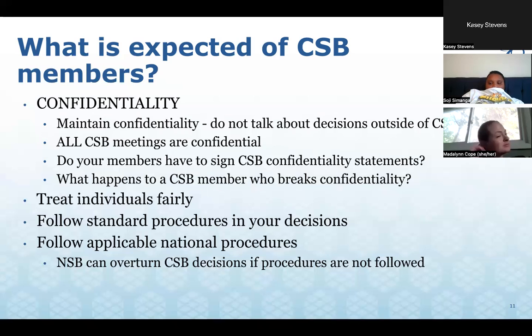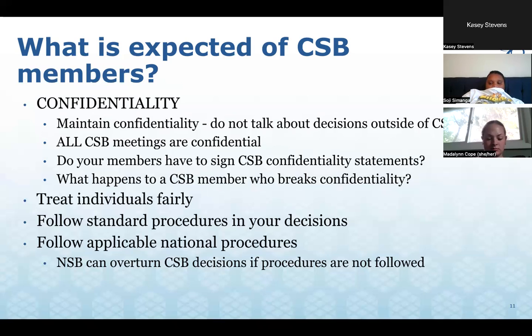I'd also recommend following standard procedures in your decisions. So if two people were to come to the chapter standards board with the same issue, and there's no crazy extenuating circumstances, those decisions should probably be in line with each other. If it's like, I didn't meet my service requirements and another person didn't meet their service requirements, but only I got fined and they didn't, there's probably an issue there.